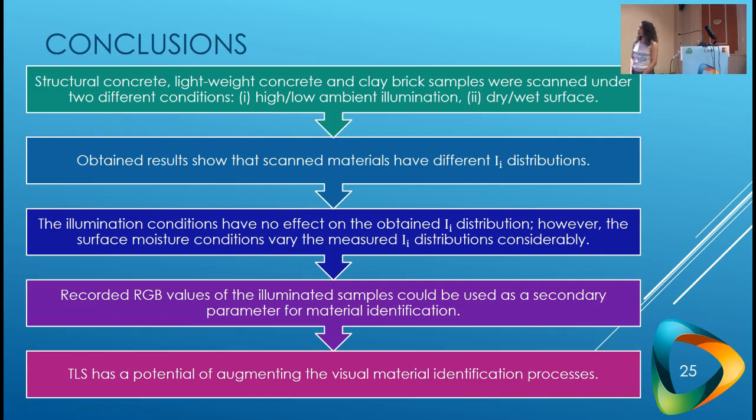As future work, we would like to do some more tests with different types of samples, also at job site conditions, to see if we can repeat these same results. And also, we would like to add RGB values as a secondary parameter, helping the material identification when we cannot differentiate with the histograms.